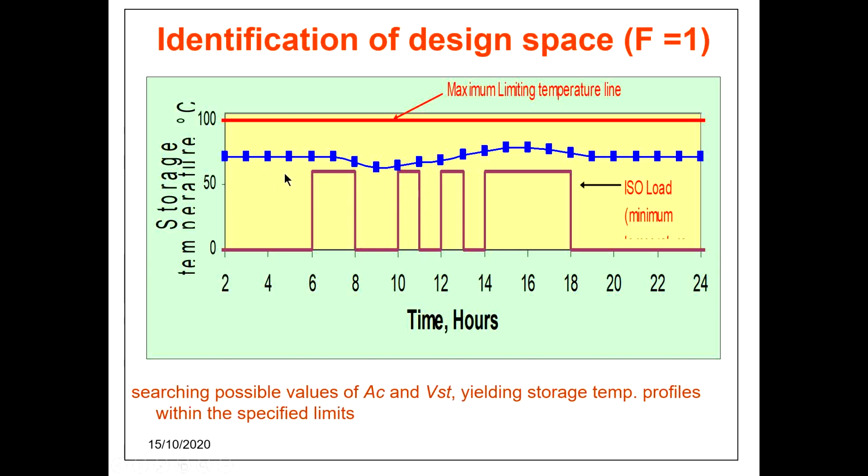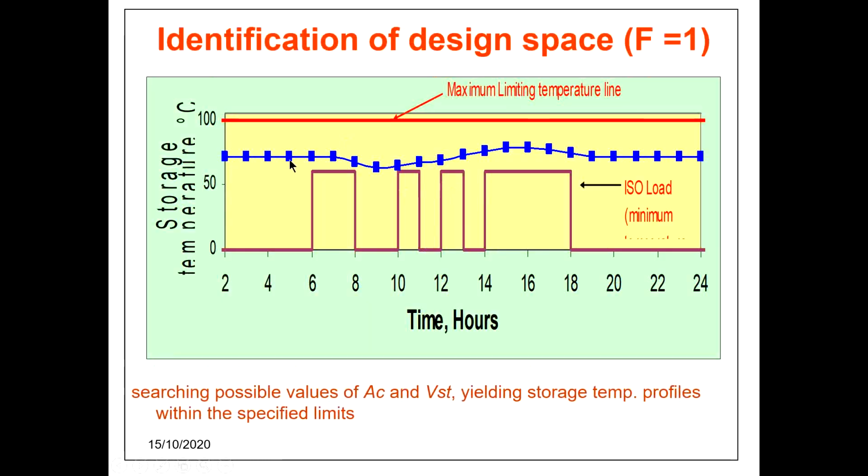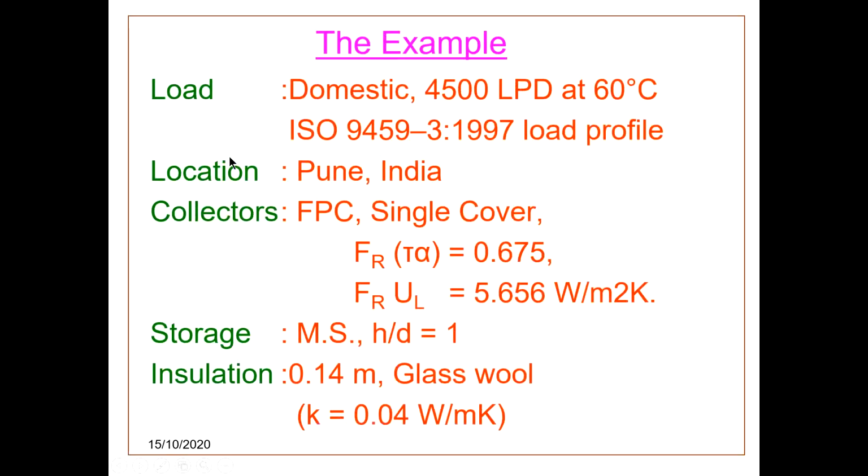So this demand is at 60 degrees Celsius. This is the ISO load. And this line indicates a maximum limiting temperature, which indicates the vaporization or boiling of water, an undesired phenomenon. So this is the extreme limit. This must be avoided.